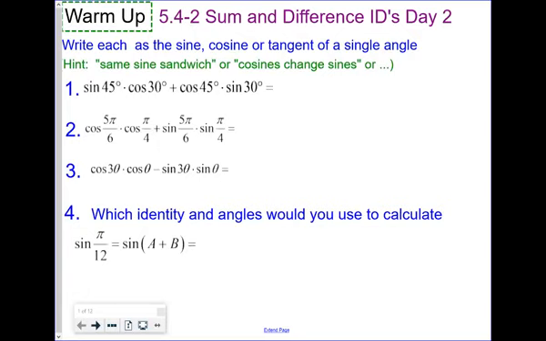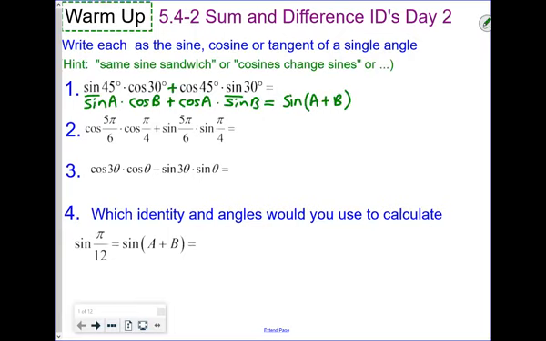Okay, so when I look at number 1, can you see this is the same sine sandwich? You've got sines on the outside with cosines in the middle. So this is using the identity sine A times cos B plus cos A times sine B. Hopefully you recognize that as the identity, that all of that is the sine of A plus B. Same sine sandwich. That plus there is the same as the plus there.